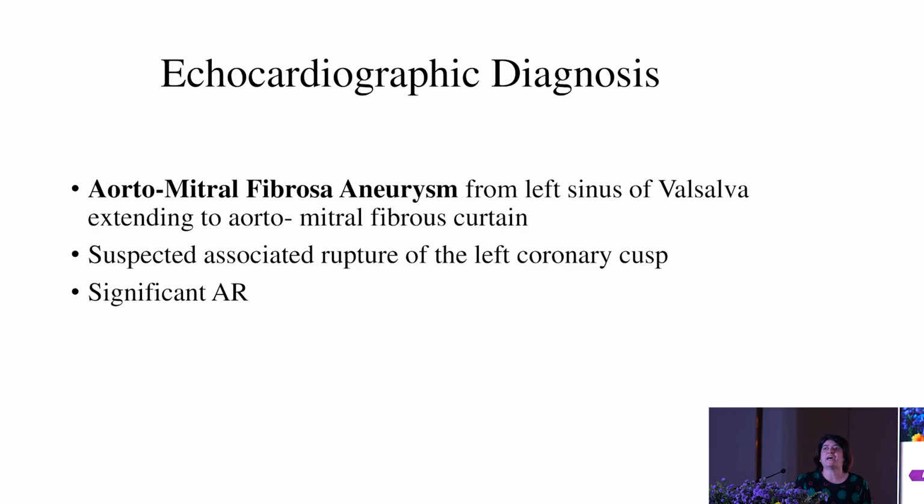So what we diagnosed on echocardiography was, actually I saw this case in the OPD and my diagnosis was what I have written here. I had read it somewhere, but I was not very sure, so I just gave it as aortomitral aneurysm. I actually added fibrosa, but I had given aortomitral connection with an aneurysm, okay? Extending into the aortomitral curtain, okay? There was suspected left sinus of Valsalva rupture and severe AR on echocardiography.